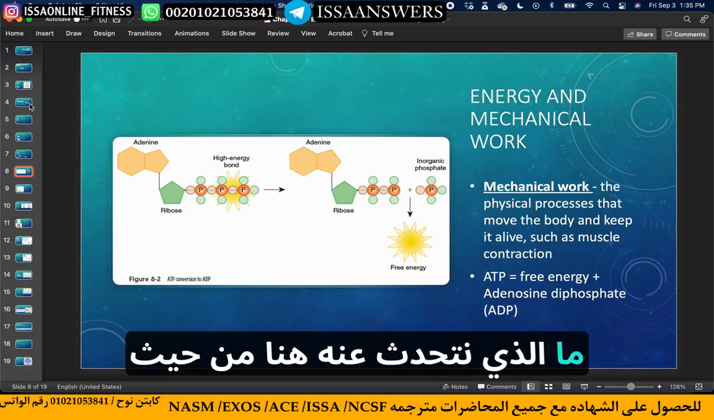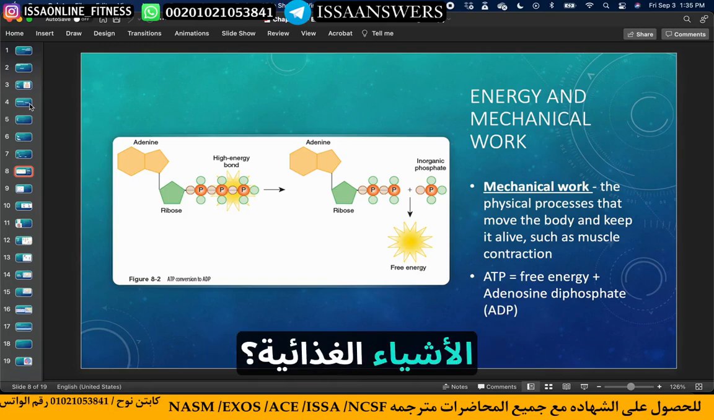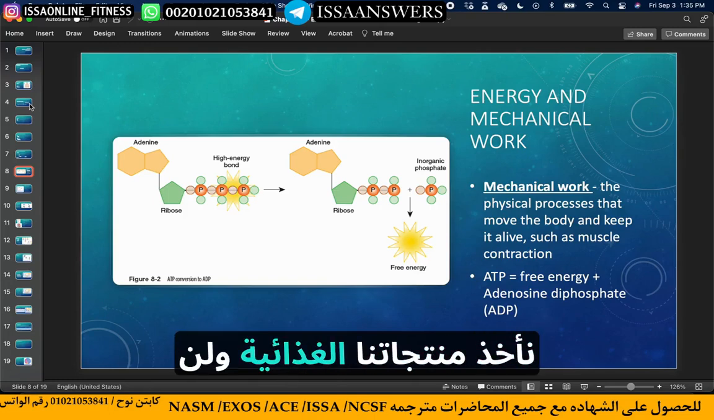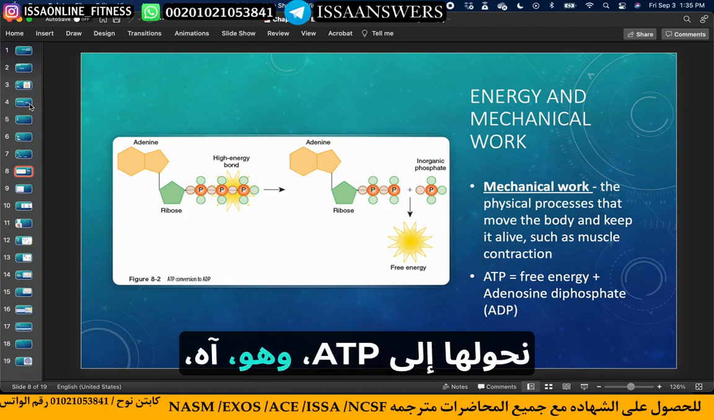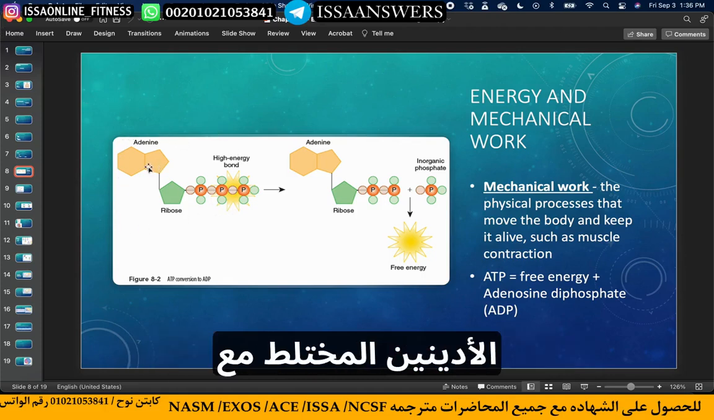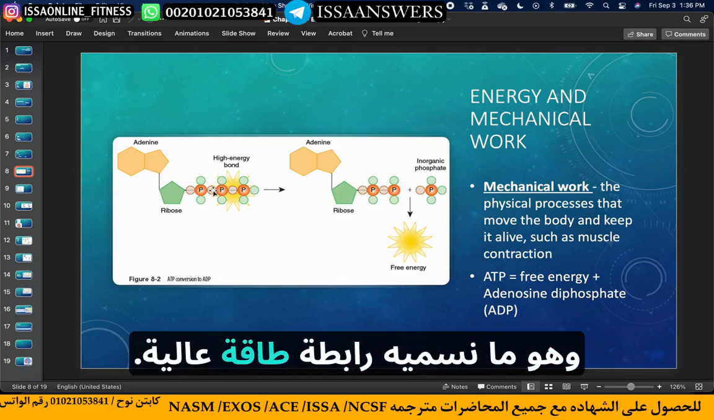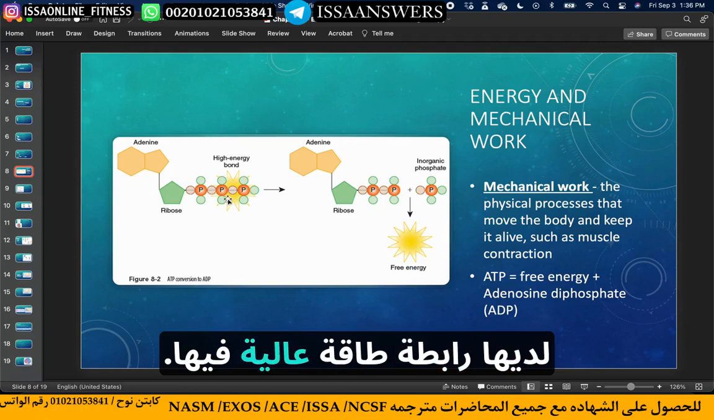So ultimately, what are we talking about here in terms of how we break all these food things down? We take our food products and we convert them to ATP, which is on your left side. Your adenine mixed with your 3 phosphates, which we call a high energy bond. It has a high energy bond in it.